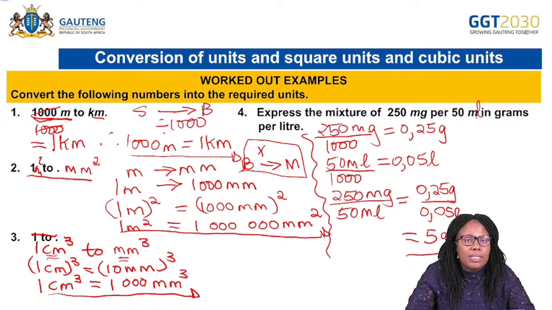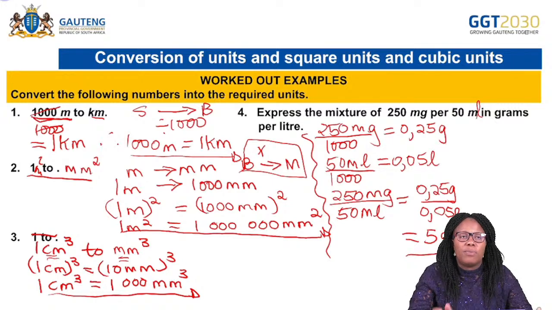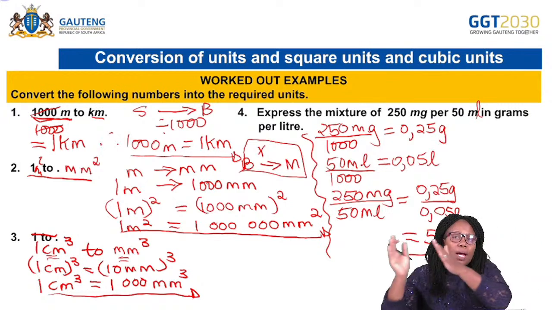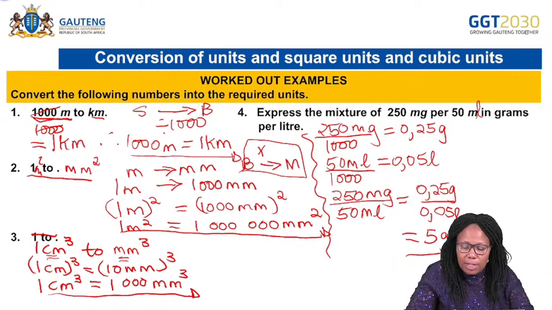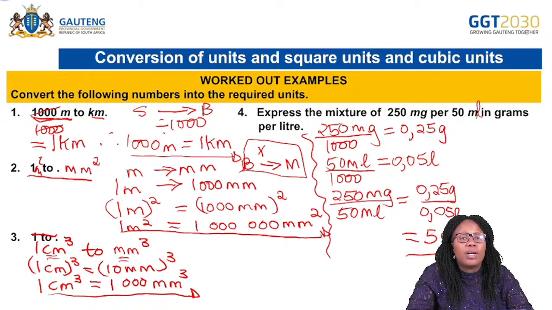Those are the basic conversions, grade 12. Remember, small to bigger, you are dividing. From big to small, you are multiplying. That is the application around it. Okay, so you need those conversions of units, number 1. And then number 2, you need to know your formulae.